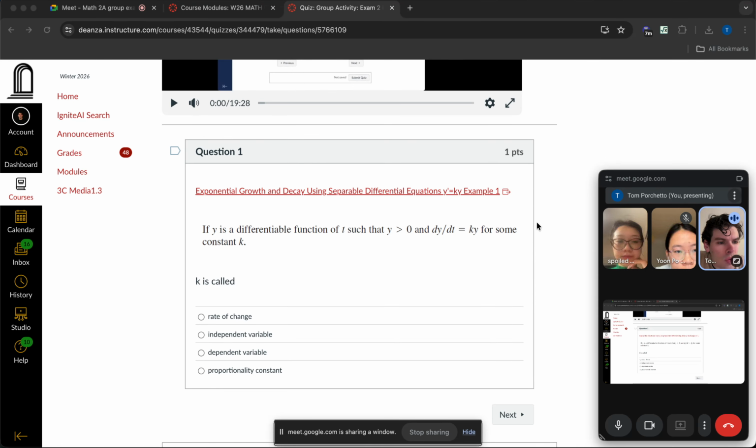Okay, so question 1 is: if y is a differentiable function of t such that y is greater than 0 and dy/dt equals ky for some constant k. K is called the proportionality constant.